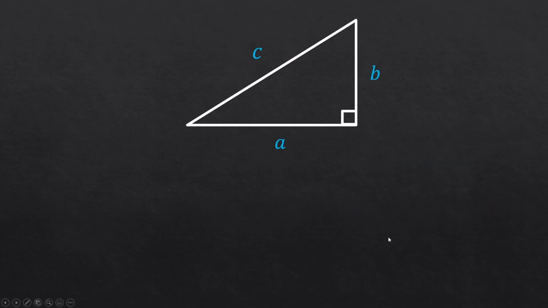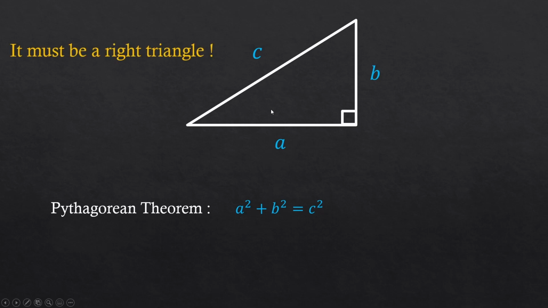So, this is Pythagorean Theorem. If you add the squared values of these two short sides, you'll get the squared value of this longest side, which is the hypotenuse of the right triangle. And again, this theorem can only be applied on the right triangles, okay? If the triangle is not a right triangle, you cannot use Pythagorean theorem. Remember that.